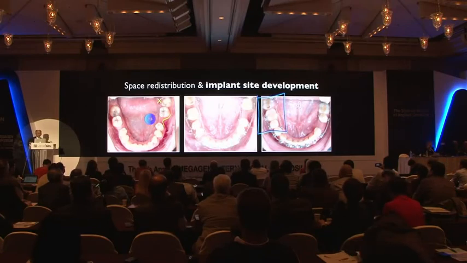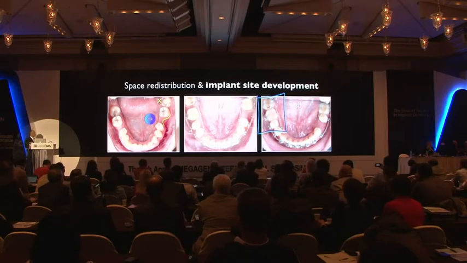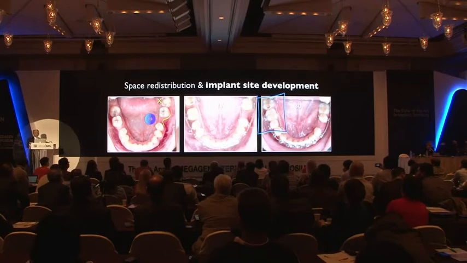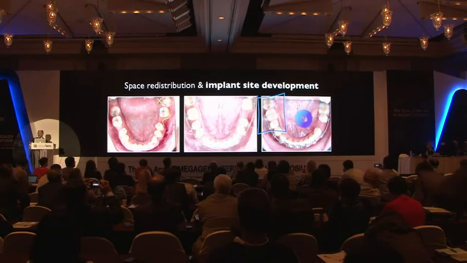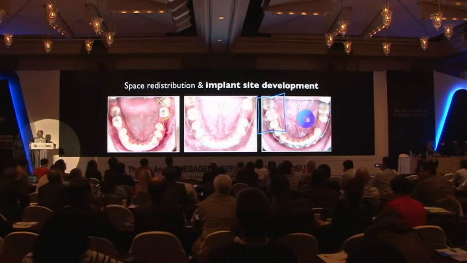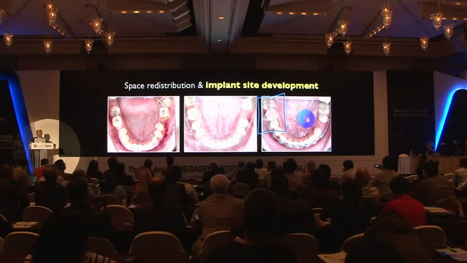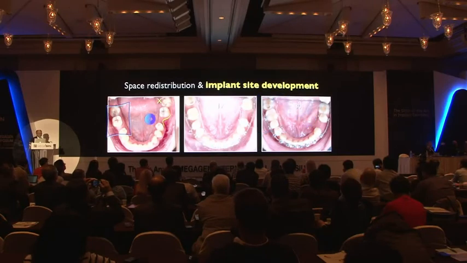So what we did is, instead of doing bone splitting, we try to move the second premolar backward and create the implant site between the first and second molar. Within 30 months, with this power chain mechanic, we'll be able to develop an implant site like this, so the patient can avoid bone splitting or bone graft. So it's implant site development.